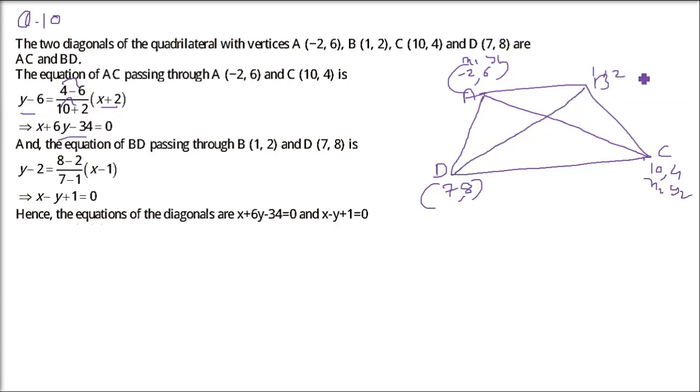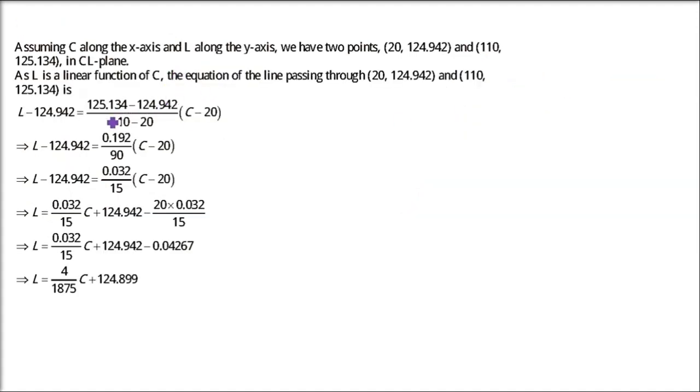Coming to DB, you take this as (x1, y1), and it doesn't matter if you take it otherwise also, and this will be (x2, y2). Again use the formula: y minus 2 equals (8 minus 2) by (7 minus 1) times (x minus 1), so x minus y plus 1 equals 0 will come. These are the two equations.